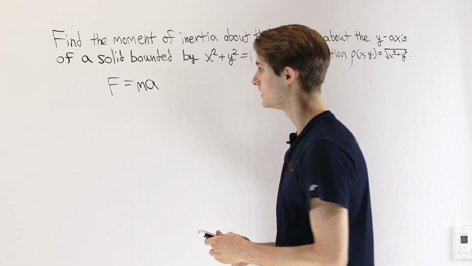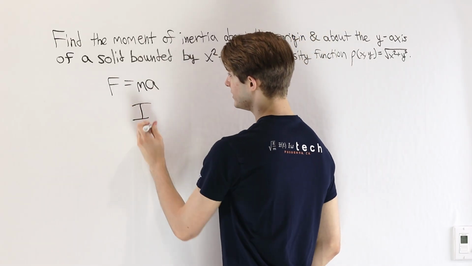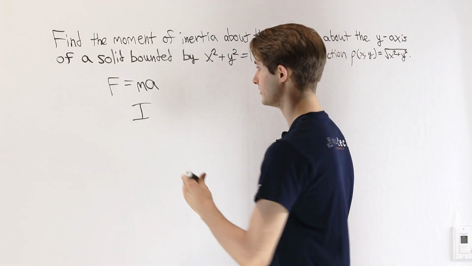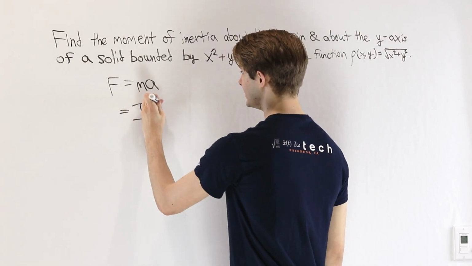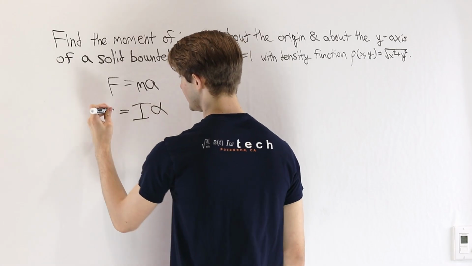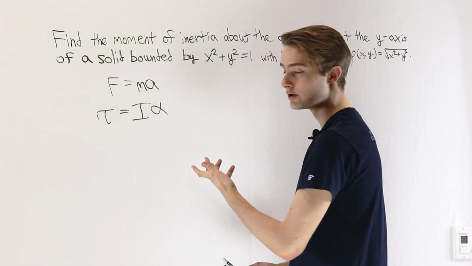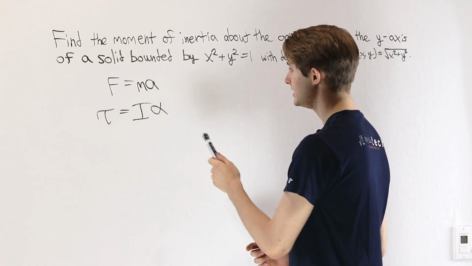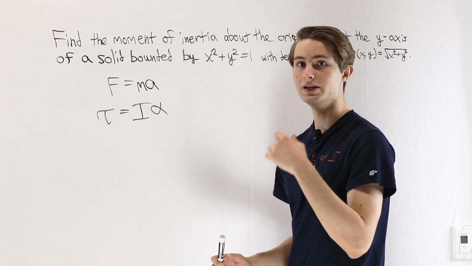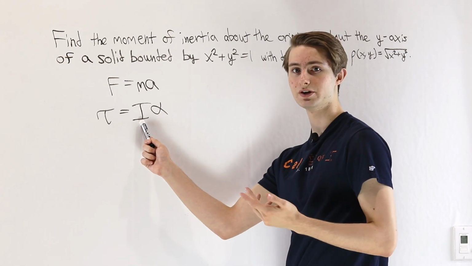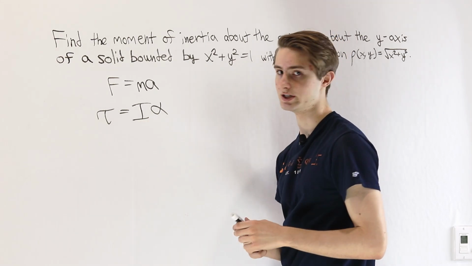When we think about moment of inertia, instead of talking about how difficult it is to achieve linear acceleration, we talk about how difficult it is to achieve angular acceleration using a torque. So a torque is a force applied in order to make an object start rotating, and the angular acceleration is determined by moment of inertia. We want to calculate this value I, given this expression here.